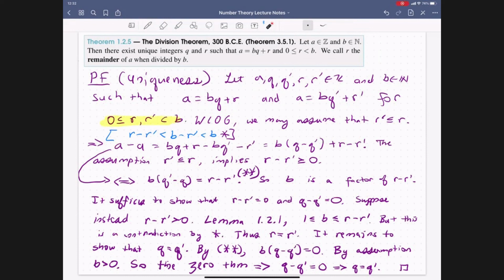And in the next lesson, we will go ahead and see what the Euclidean algorithm is. This theorem and the Euclidean algorithm allow us to then look at the greatest common divisor of two integers.